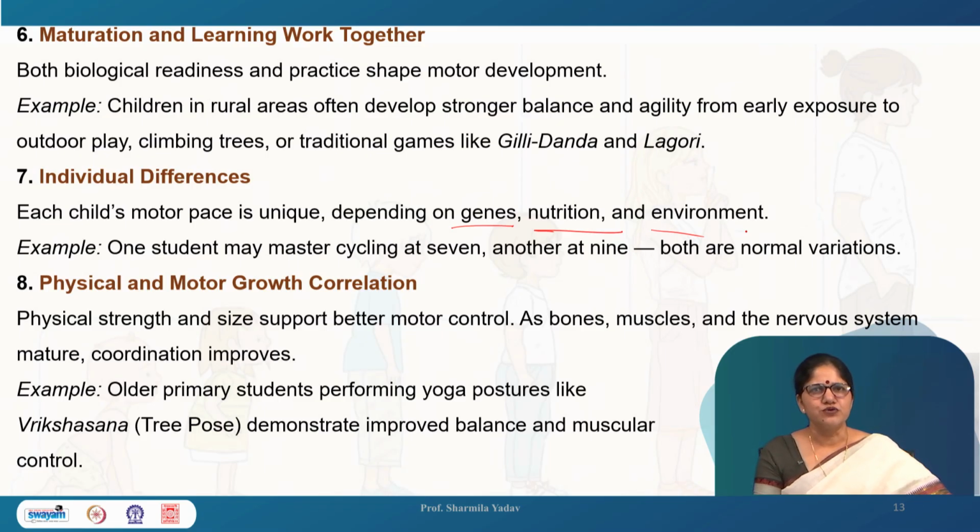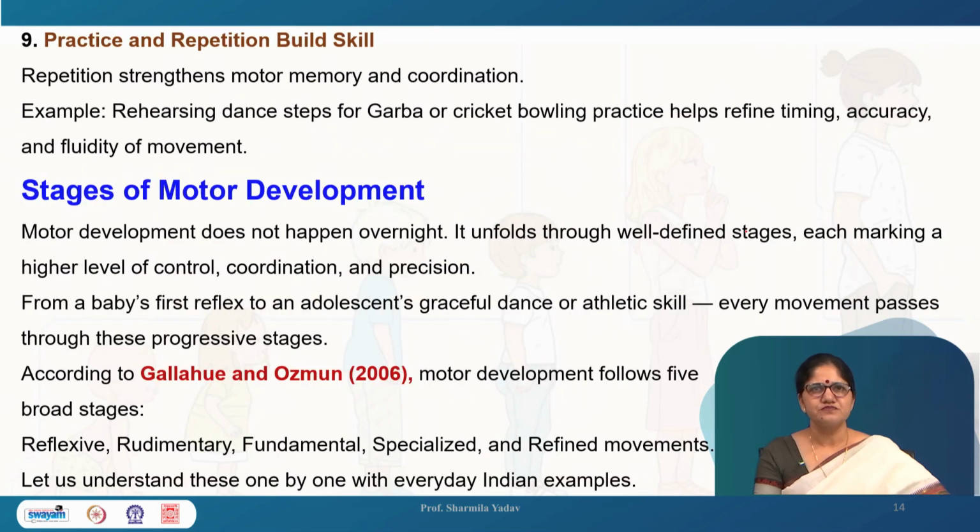Physical and motor growth correlation. Both are correlated. Physical strength and size support better motor control. As bones, muscles, and nervous system mature, coordination improves. For example, older primary students performing yoga postures like Vrikshasana, tree pose, demonstrate improved balance and muscular control.